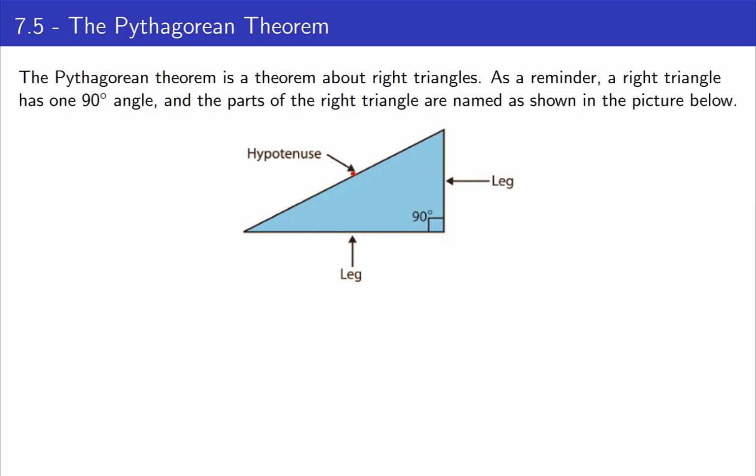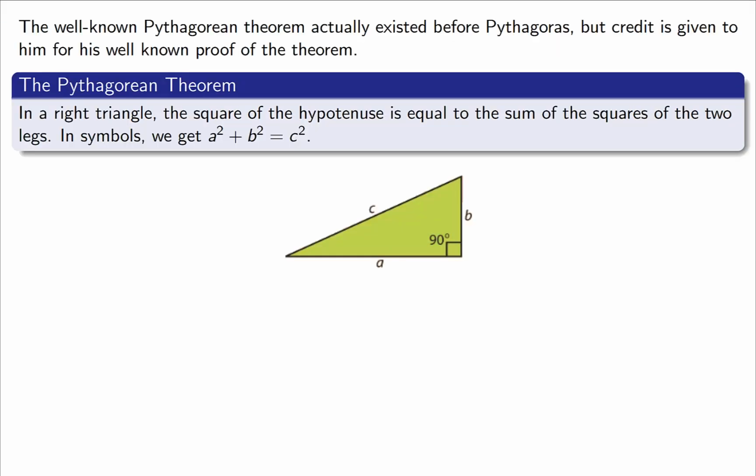Across from that right angle, we call this side the hypotenuse. It's always the longest side of a right triangle. And then the two sides that make up the right angle we call the legs of the right triangle. The Pythagorean theorem is then set up using this same idea.